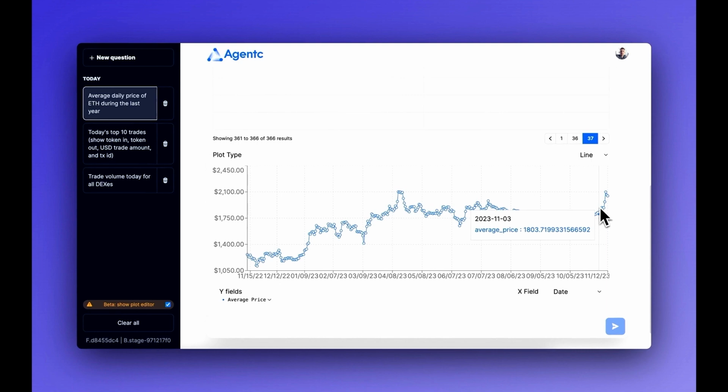So these are the types of applications that you're going to be able to build on the graph with the SQL data service. And we can go back to the slides.